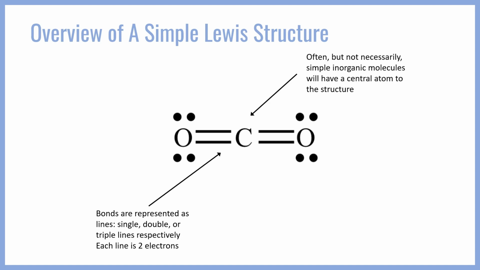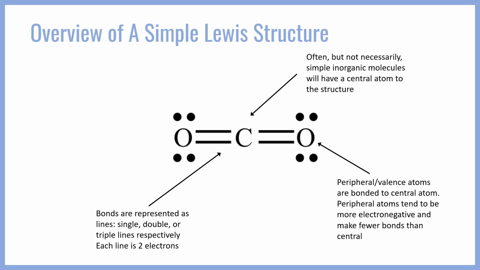Often, but not necessarily, simple inorganic molecules are going to have a central atom to their Lewis structure, which in this case is carbon, and that central atom will be connected to a series of peripheral or valence atoms, which are bonded around the exterior of that central atom. Oftentimes, though not necessarily, peripheral atoms tend to be more electronegative and make fewer bonds than the central atom. So in this case, oxygen being more electronegative would be considered our peripheral atom.